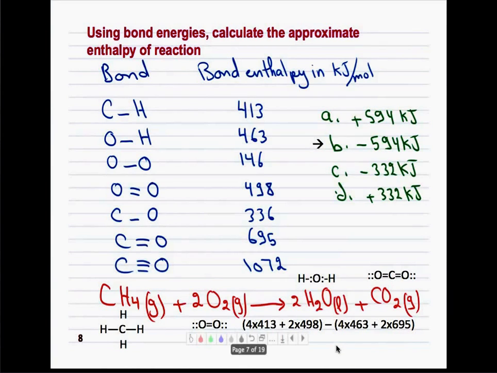Now the delta H of this reaction is 4 times the delta H of CH, plus 2 times the delta H of O double bond O, minus 4 times the delta H of OH, minus, because the minus is for the sum of all the bonds formed, minus 2 times the delta H of C double bond O. So the delta H equals 4 times CH, which is 413 kilojoule per mole, plus 2 O double bond oxygen, 498 kilojoule per mole, minus 4 OH, which is 463 kilojoule per mole, minus 2 C double bond O, which is 695, and the delta H is minus 594 kilojoule.